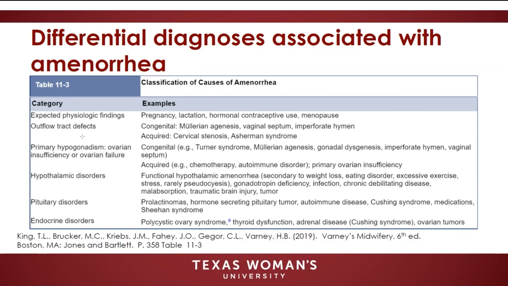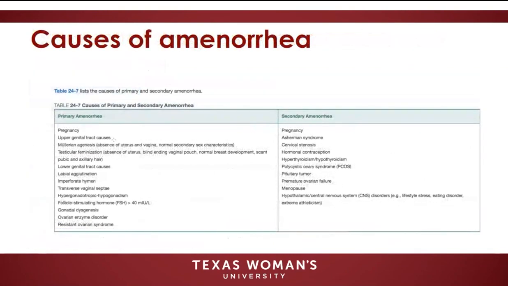The outflow tracts, we talked about that. We'll talk about those diagnoses more in detail. Those congenital anomalies, acquired. We talked about the hypothalamus. So remember, the hypothalamus is one level up from the pituitary gland. So you don't ever want to forget going up that high in the chain or the sequence of events. This is a list of amenorrhea. So primary amenorrhea.